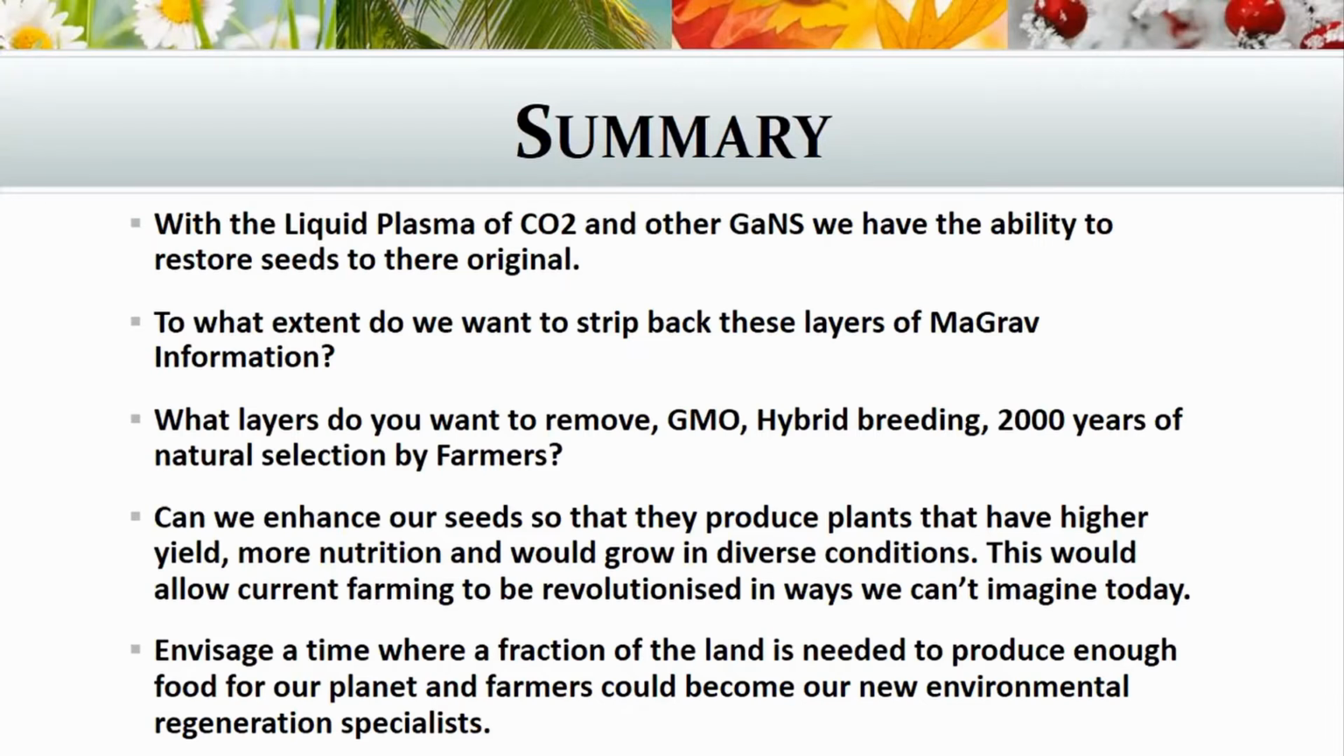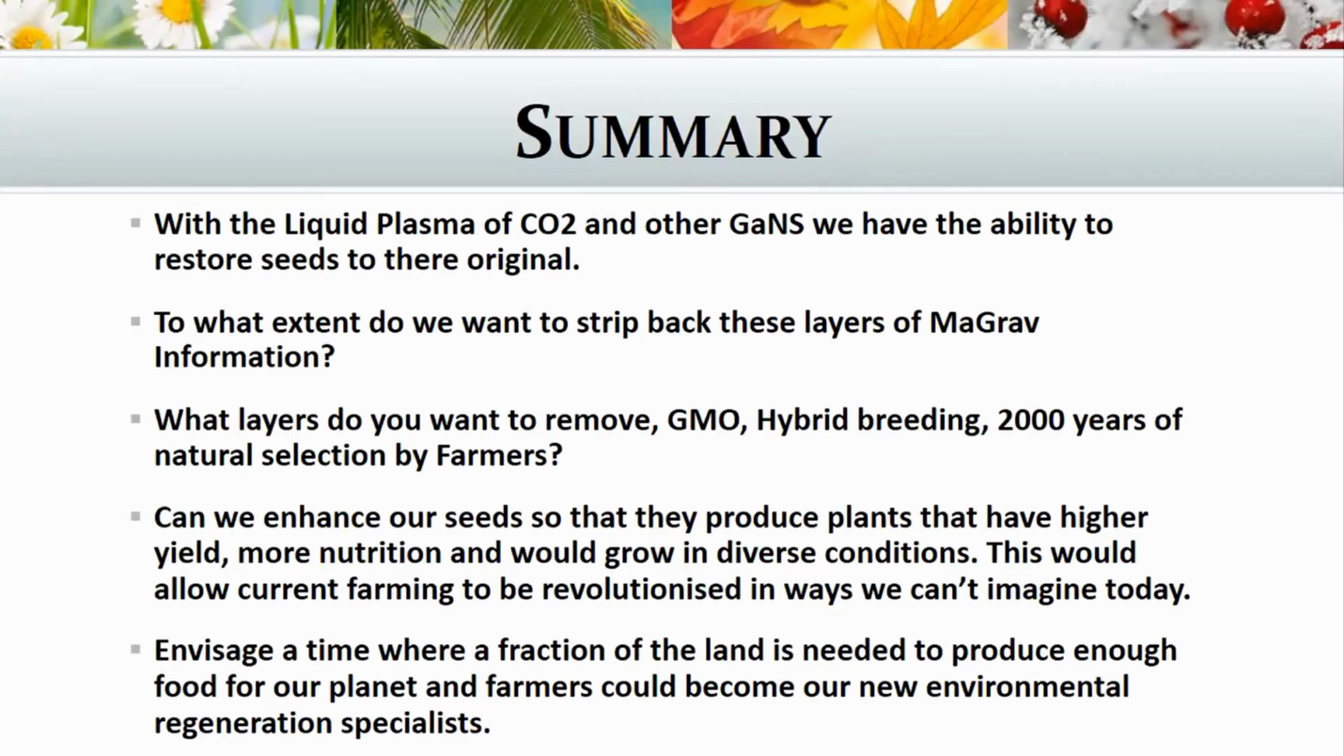But it does pose a couple of questions, in that, do we want to go all the way back to the original grass? So when we start looking at stripping back these layers of information, it's what type of layers and to what extent do we want to remove these layers? Do we want to remove the GMO layering that's been added, the hybrid breeding, or even the 2,000 years of natural selection by farmers? So we have to be careful about what we want to achieve out of this.